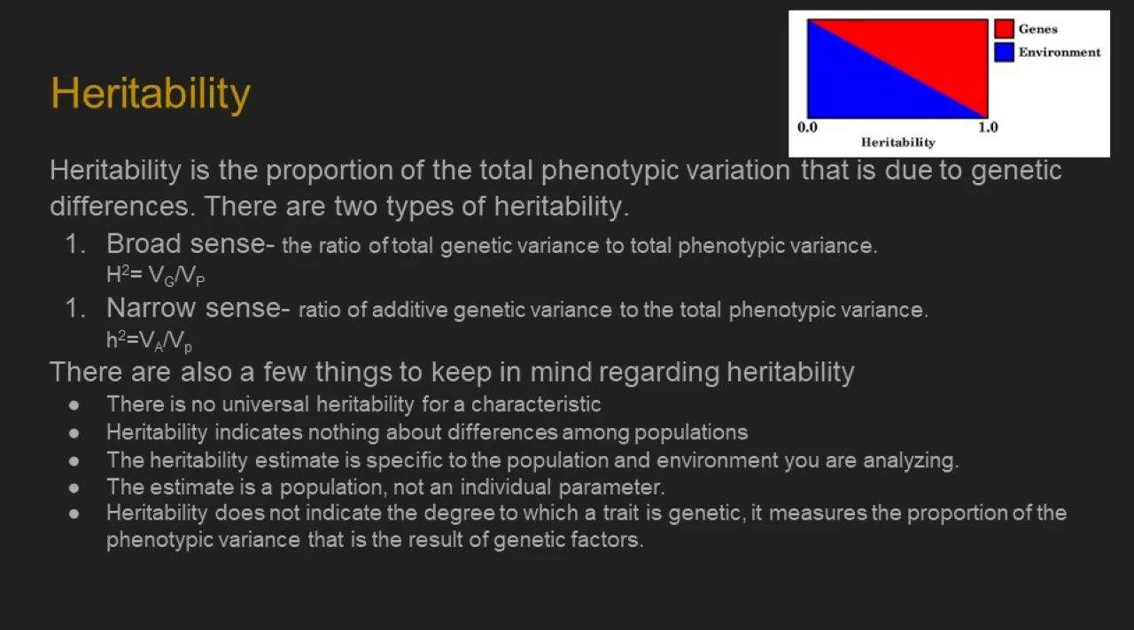Heritability is the proportion of the total phenotypic variation that is due to genetic differences. There are two types of heritability: narrow sense and broad sense. Broad sense heritability is the ratio of total genetic variance to total phenotypic variance. Narrow sense heritability is the ratio of additive genetic variance to the total phenotypic variance. Regarding heritability, there is no universal heritability for a characteristic. It only indicates differences among populations, not individuals, and is specific to the population and environment you are analyzing.